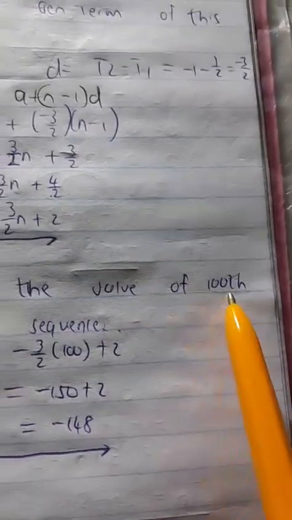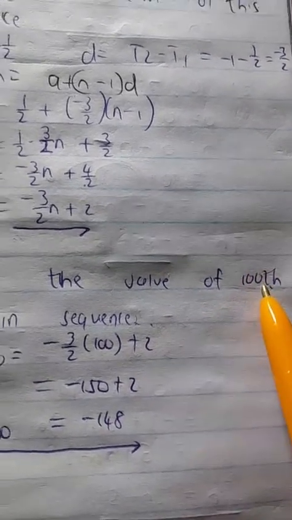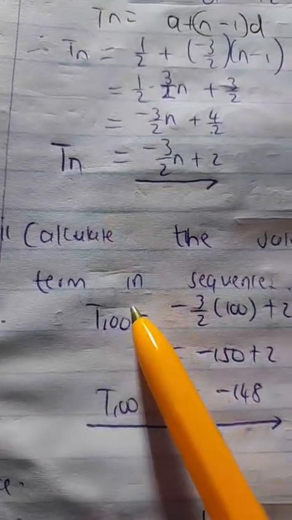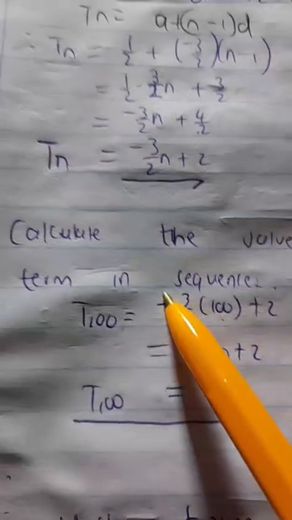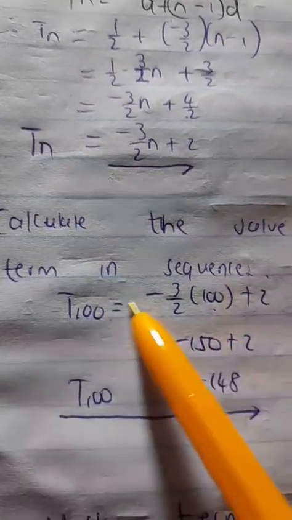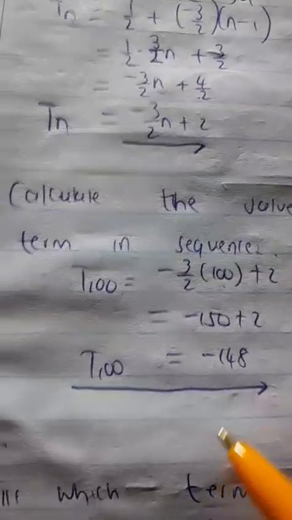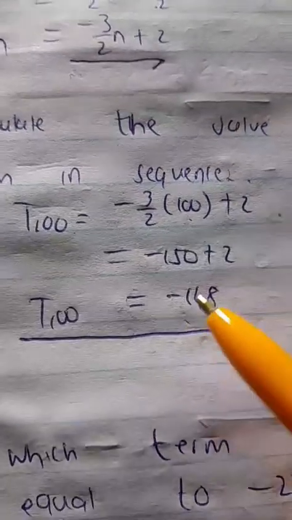Next question says, calculate the value of the 100th term in the sequence. What does this 100th mean? It means we substitute 100 in the place of n. So Tn gets replaced by T100, and in the place of n we substitute 100. Minus 3 over 2 multiplied by 100, we just put this into our calculator. We should be able to get a nice answer of negative 148.